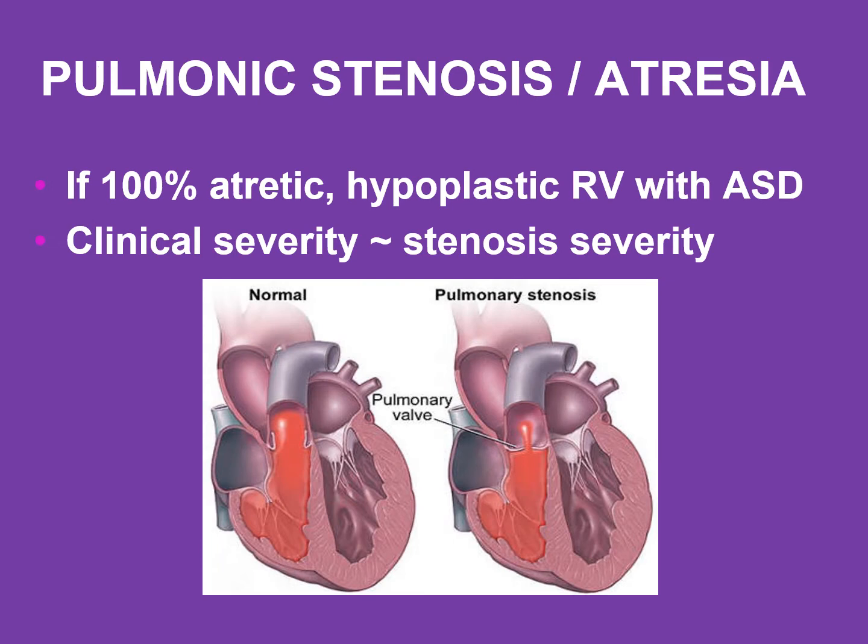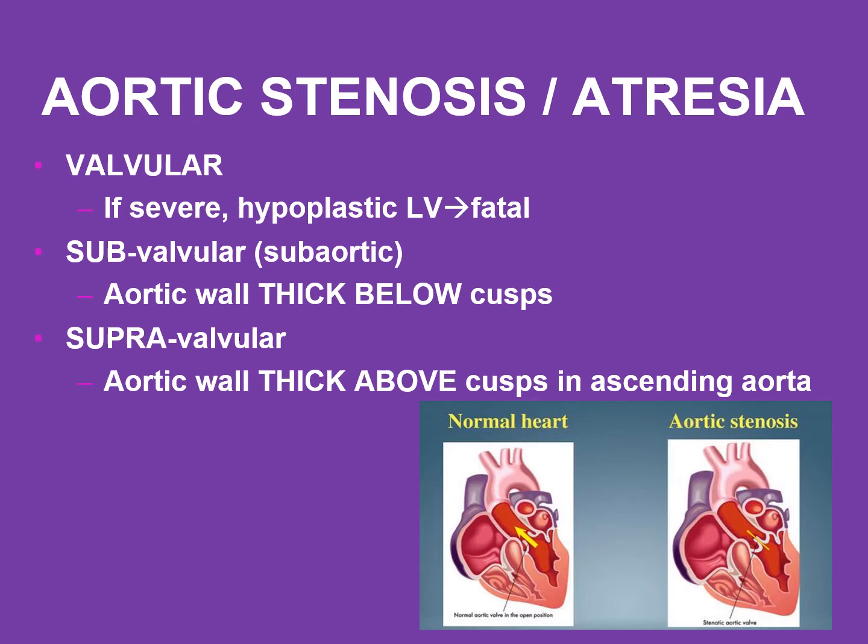Then you have the pulmonic stenosis or atresia. If 100% atretic, you will have a hypoplastic RV with ASD, and in general, the clinical severity correlates with the severity of the stenosis. And of course, you have your aortic stenosis or atresia. It can be valvular, subvalvular, or supravalvular, depending on the location.